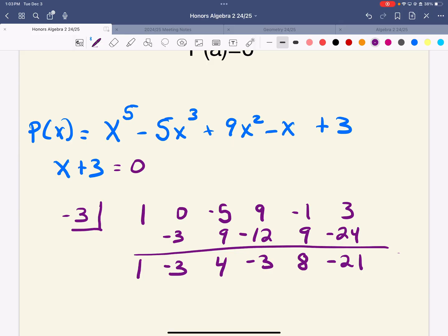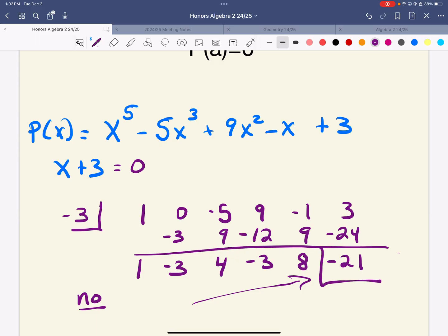We got negative 21. So is it a factor of it? No, it's not a factor of it. It's only going to be a factor of it if that right there is 0. Since it's not 0, it's negative 21. I know x plus 3 is not a factor of this. I do know that f of negative 3 is negative 21.